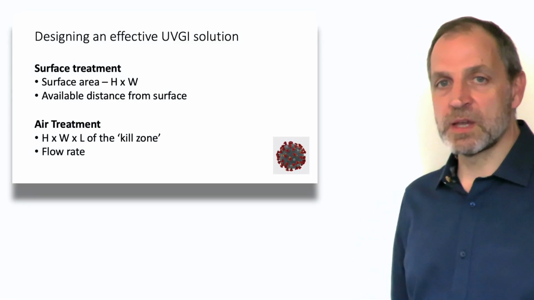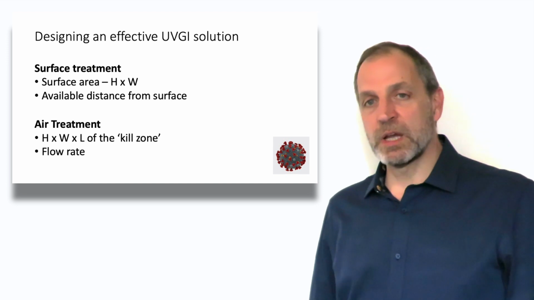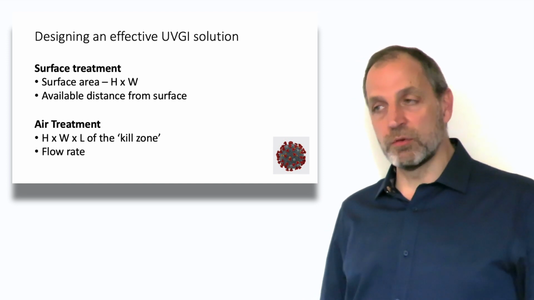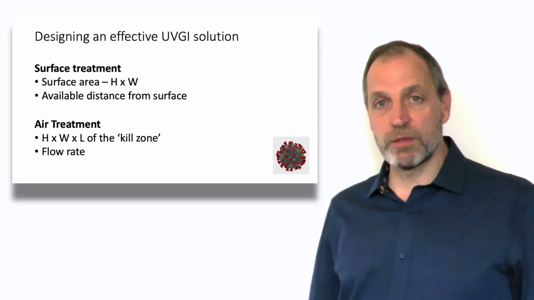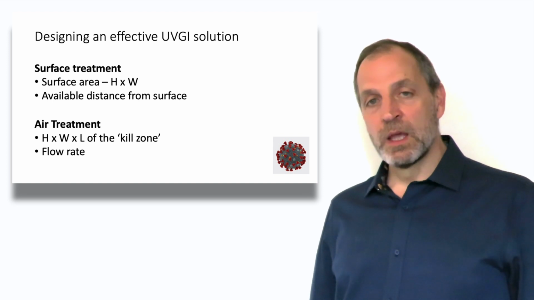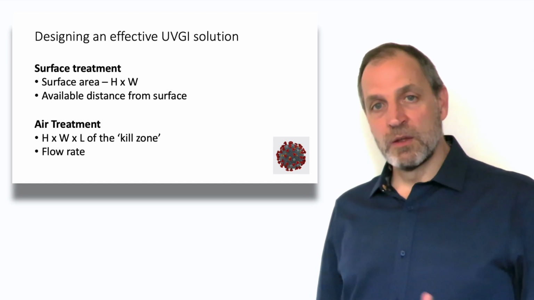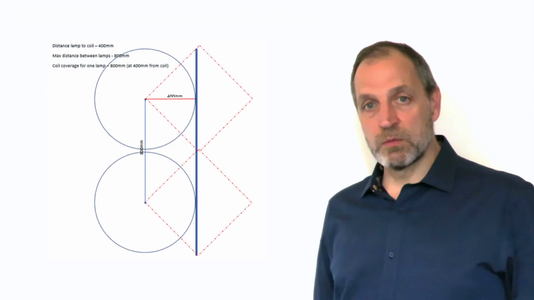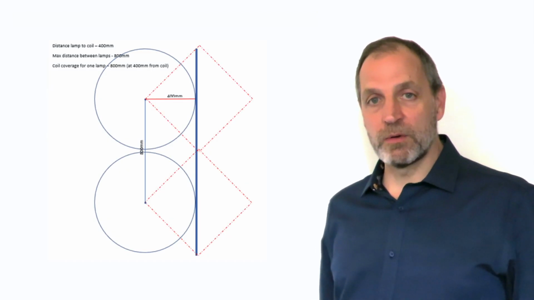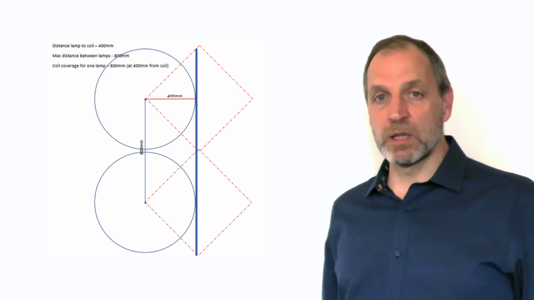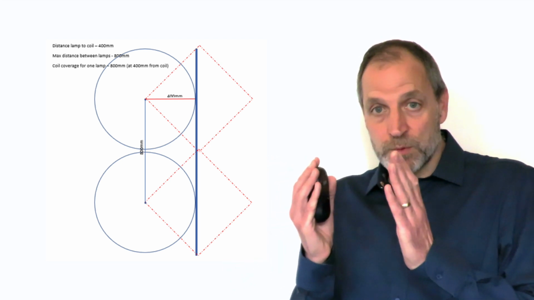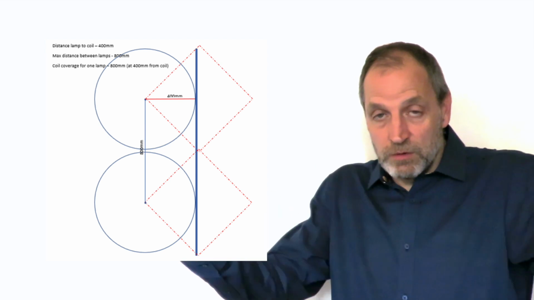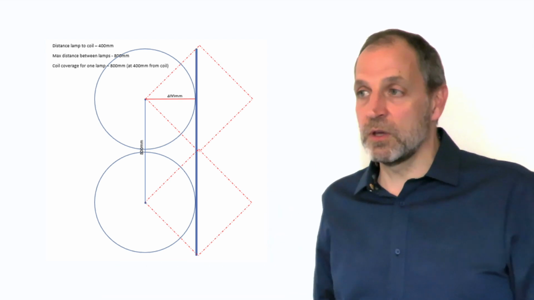So when we're designing a solution, the kind of information that we need to get us started, for a surface treatment, is simply the height and width of the surface that needs to be treated. And also we need the available distance from that surface so that we can calculate the correct amount of UV light, the correct number of lamps which are going to be utilised. If there's not much space there, then basically we're going to need more lamps because we're unable to get that UV cone of light to fire onto the surface.